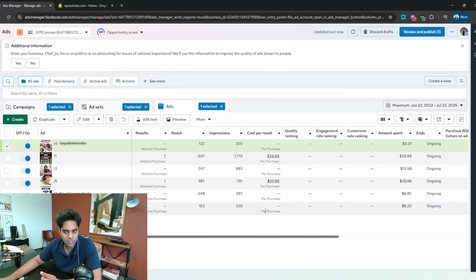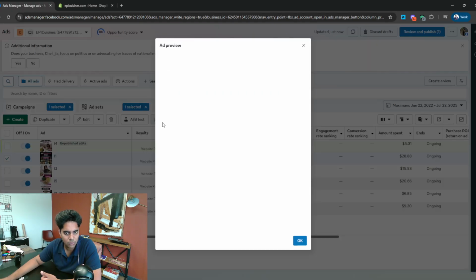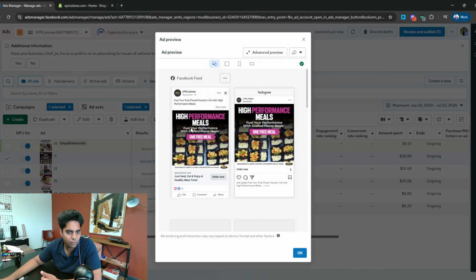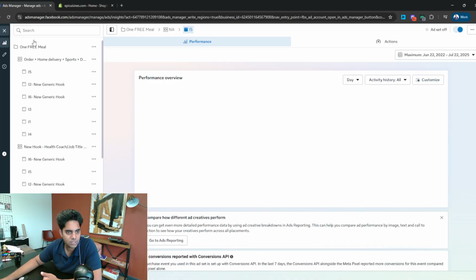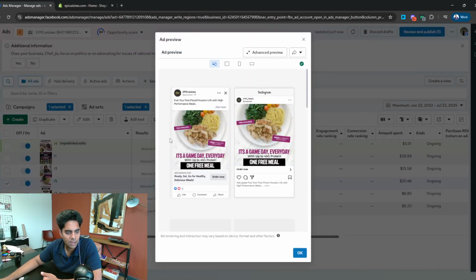One of them actually did kind of work, got a purchase, and then this one got a purchase. Let's see what the difference here is. High performance meals, fuel your performance with crafted flavor meals, 1 free meal. So this is better. It's better copy. High performance meals still means more than meals that go the extra mile. This one made a purchase as well. Let's look at what this looks like.